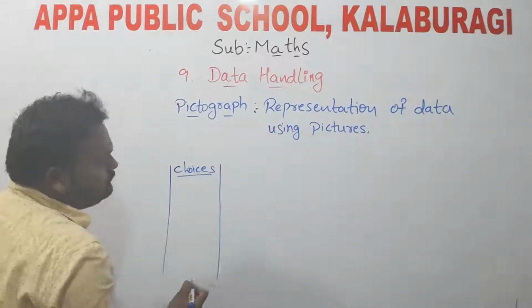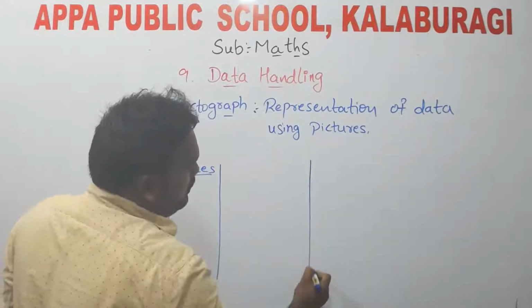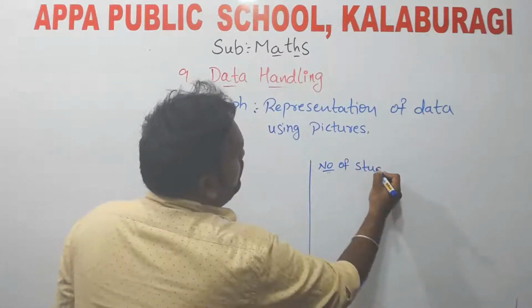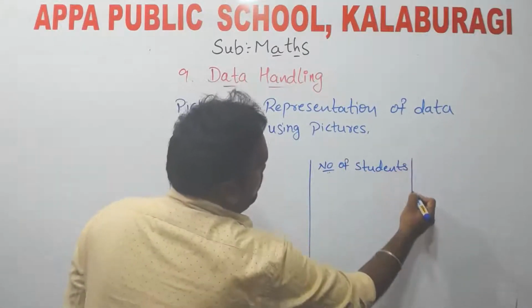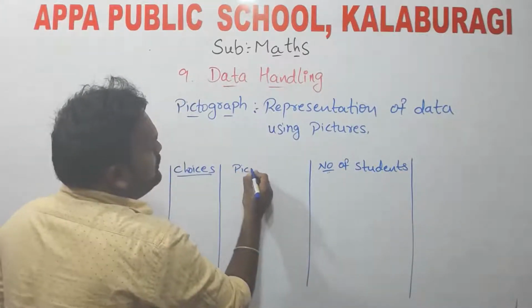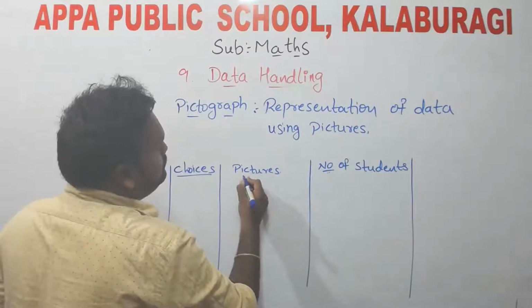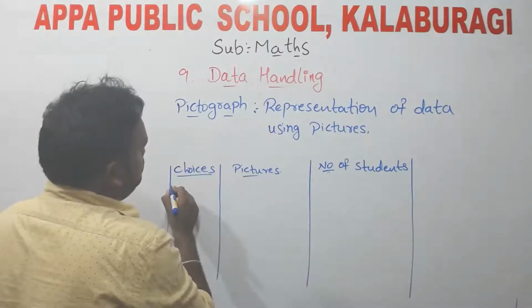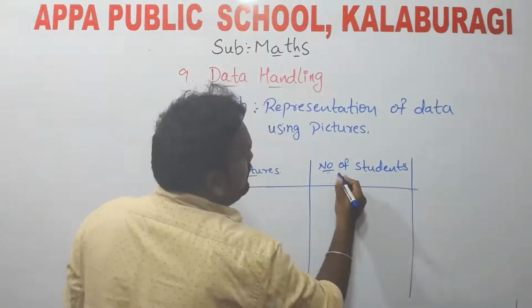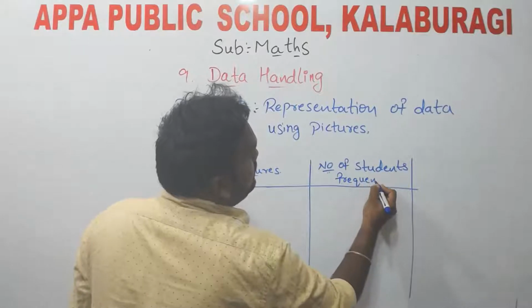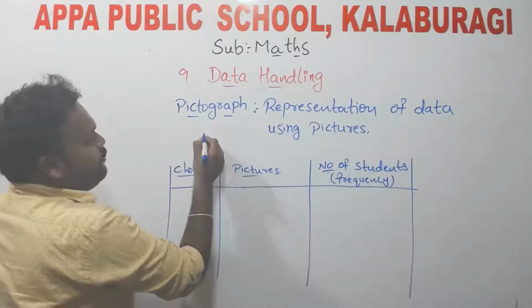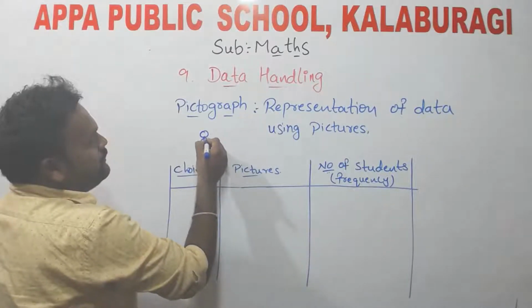Make it a column. Here, you know, the third column is number of students. Here, pictures. See, number of students, in other words, we know that as frequency. Okay. See, for example, one picture I will write on the board.